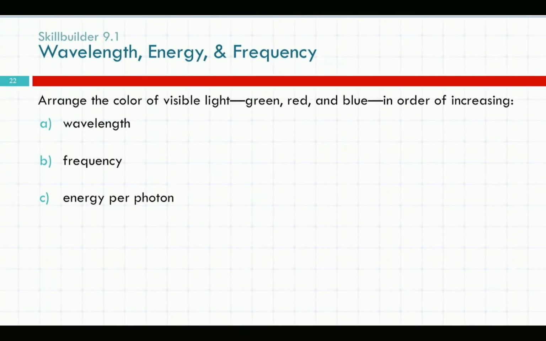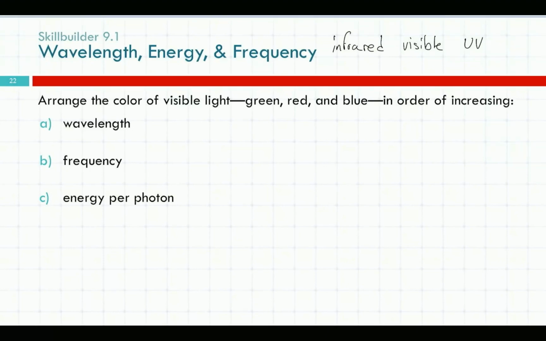Okay. Arrange the color of visible light, red, green, and blue, in order of increasing wavelength. Now, if we think about the names of some of the other ones, we got infrared, and then it's visible, and then it's UV, ultraviolet, right? Violet's closer to blue. Infrared literally has red in it. If you can remember, ultraviolet is higher energy. It's what gives you sunburns, UV light. Infrared is lower energy.